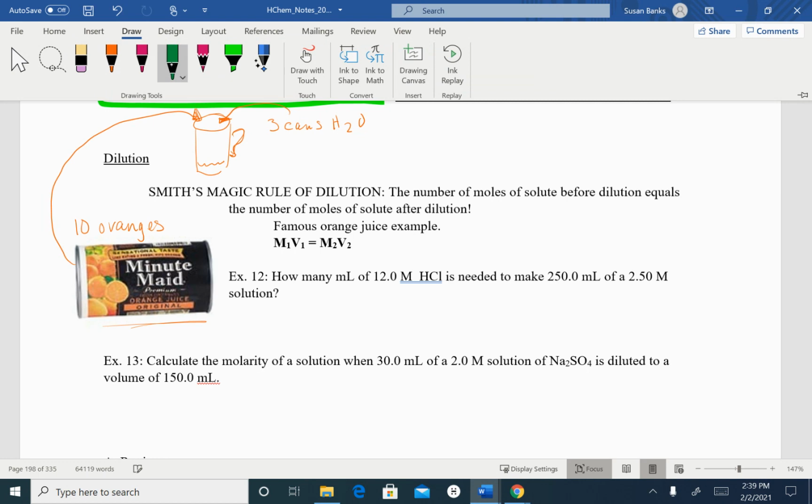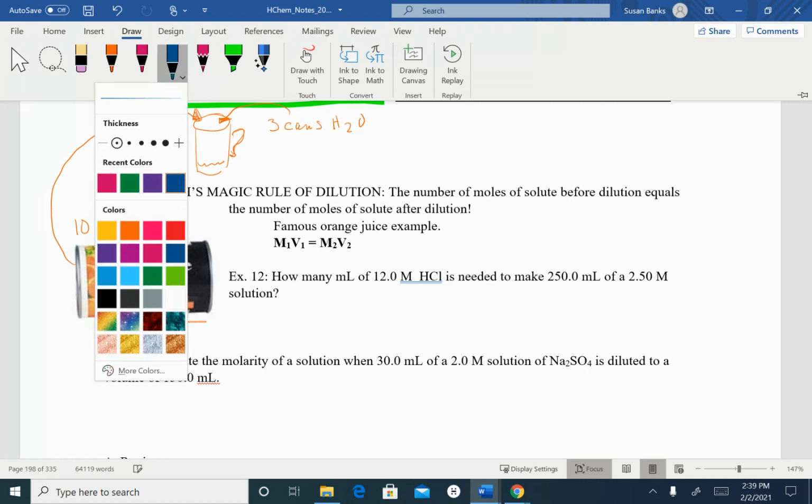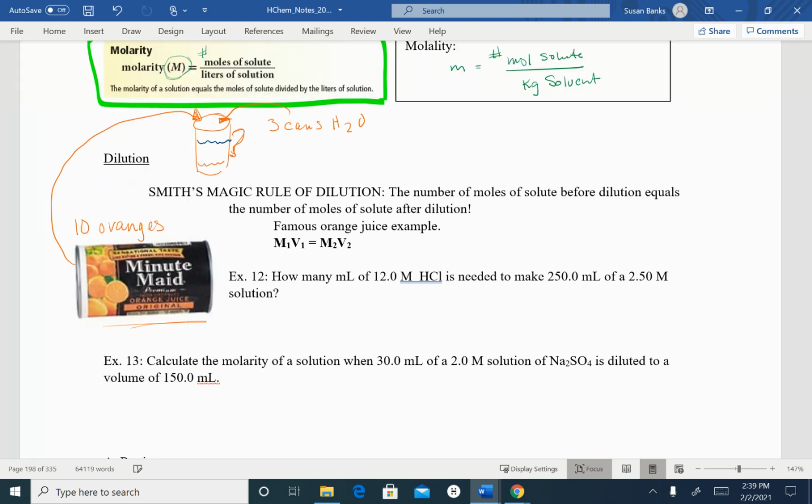Let's get a blue pen. And I add the water and then I mix it all up. And once it's all mixed, I have orange juice. Okay, now I started out with this can with the juice of 10 oranges. How many oranges do I have in here after I put in 3 cans of the water? Don't I still have the juice of 10 oranges? I just diluted it with water.